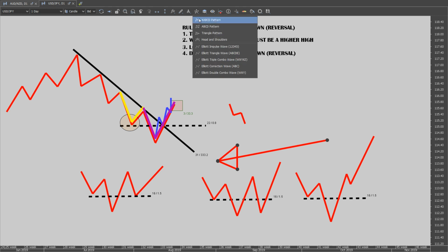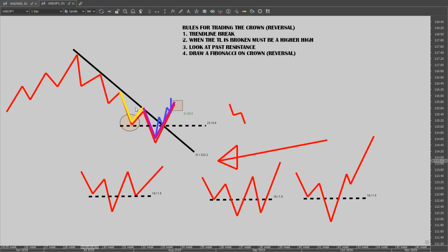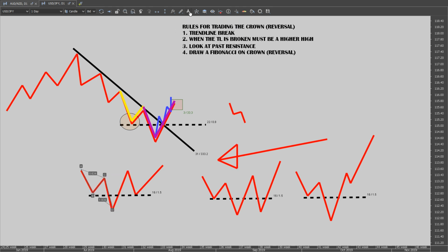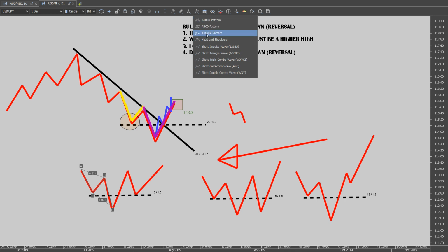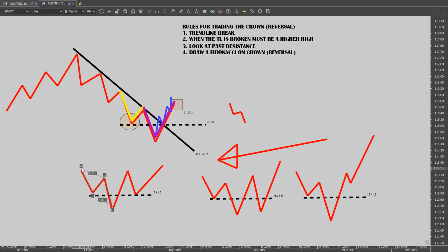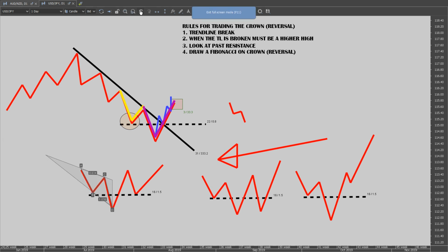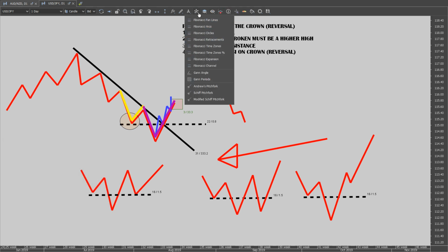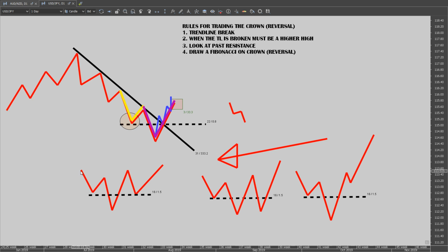Man, I would be so glad if I can... Not sure if it's the ABC, let me see, 1, 2... No, this is not. Triangle also not, I believe. Triangle 1, so not this one. Maybe head and shoulders again.